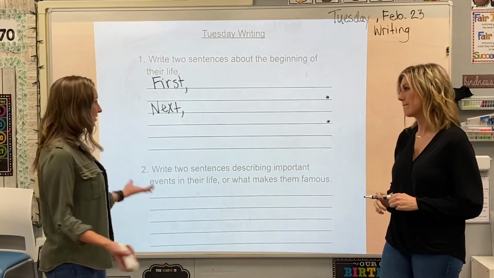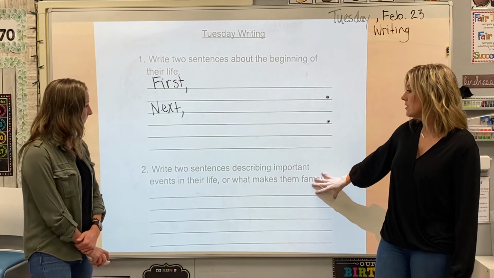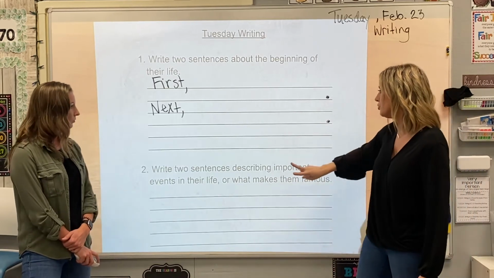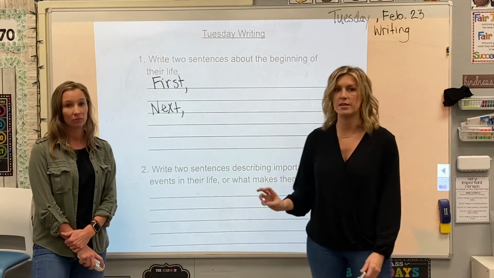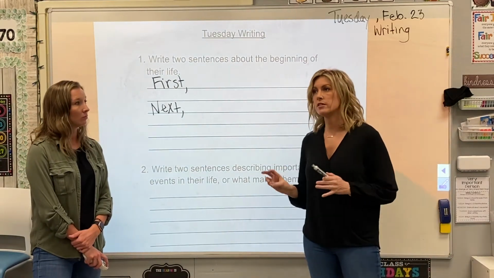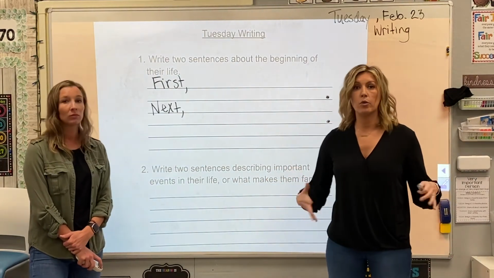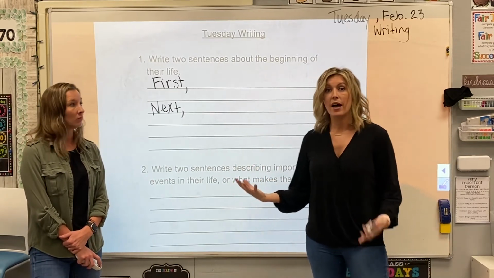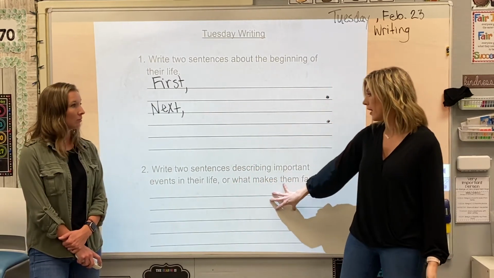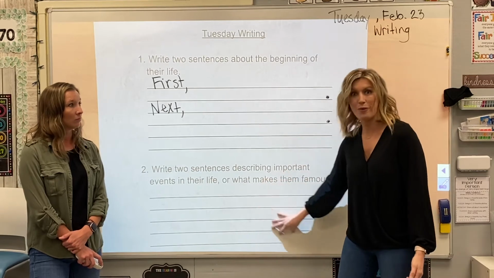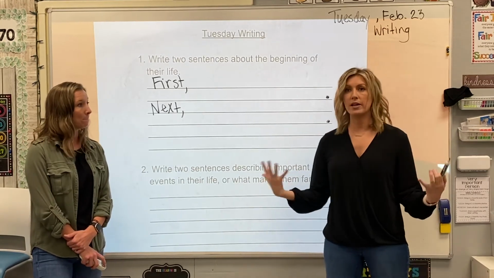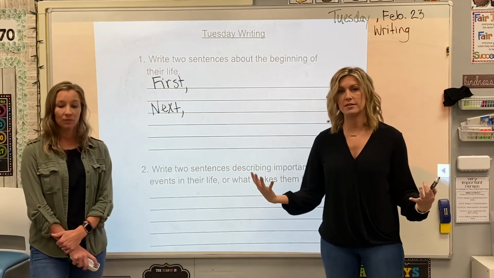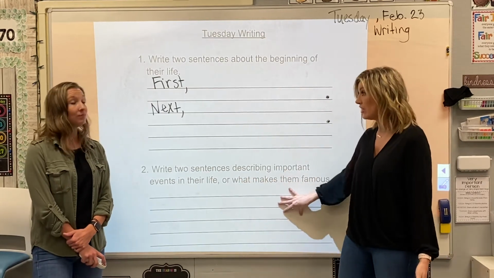All right, then moving on to the second section, you are going to write 2 sentences describing important events in their life or what makes them famous. So if your first sentence talked about how Amelia Earhart was a female pilot, you're probably going to want to write about something to do with why she's a famous pilot here. If you wrote about how Albert Einstein was a famous inventor in your topic sentence, you're probably going to write about some of his inventions here.